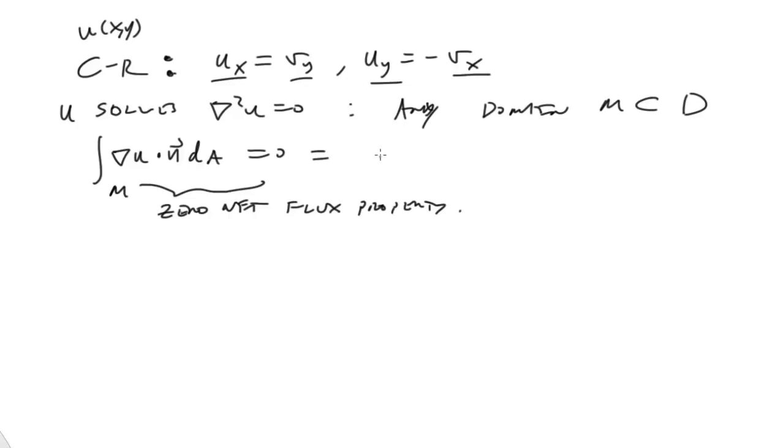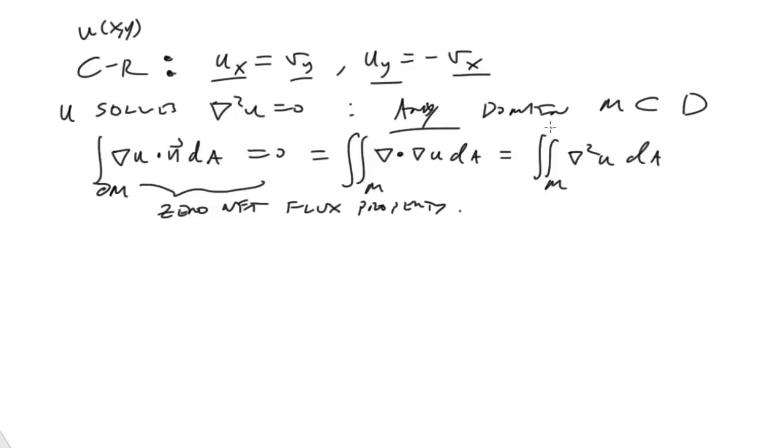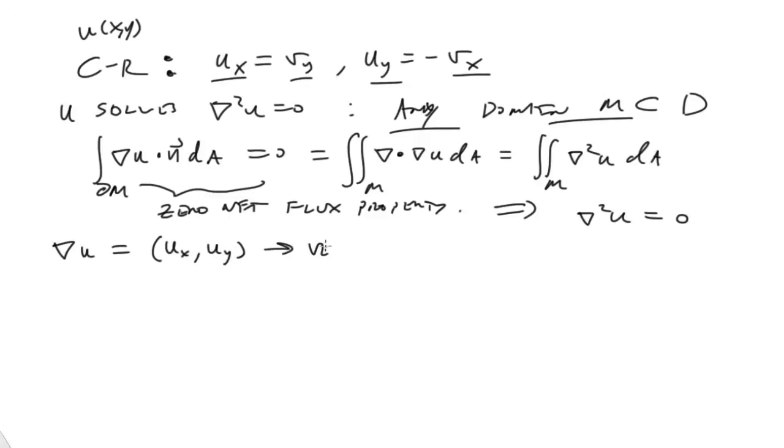We can write this using the divergence theorem, where this is over the boundary of M, the outer edge of M. Then we can integrate over M itself, which is precisely Laplace's equation. And because we can do this for any domain M, it implies that this does hold. So in terms of fluid flow, if I think of the gradient field, which I can write as ux, uy, I can think of that as a velocity field.